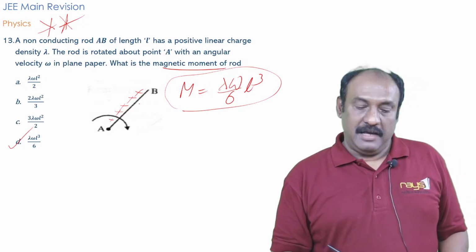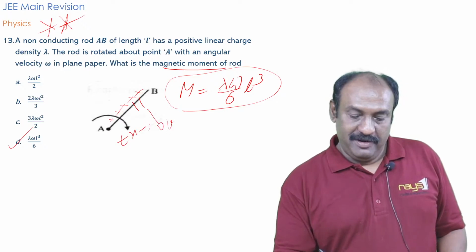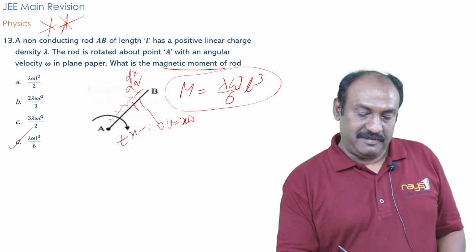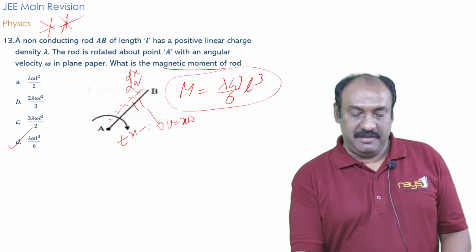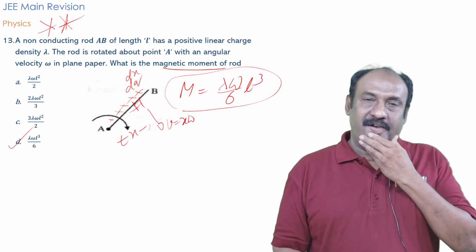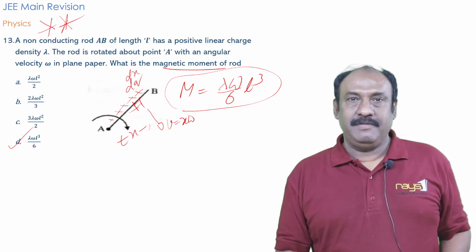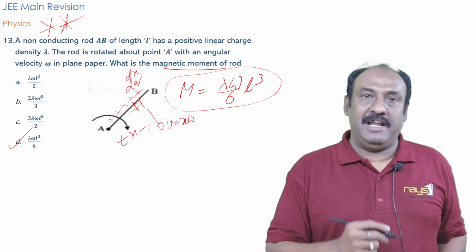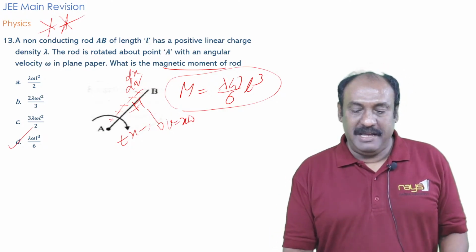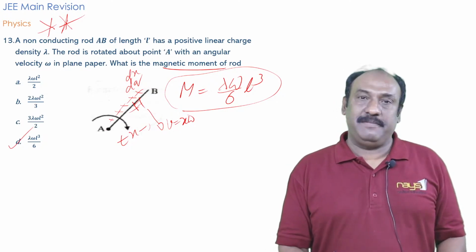So I consider one of the elemental strips at a distance x, having linear velocity v equal to x omega and having charge dq, and the thickness and width of this elemental strip is dx. From that I calculated dI. After that I calculated the magnetic moment of that elemental strip. Then by integrating within the limits 0 to L, easily we can obtain the equation for magnetic moment as m equal to lambda omega by 6 into L cubed, the answer for question number 13.